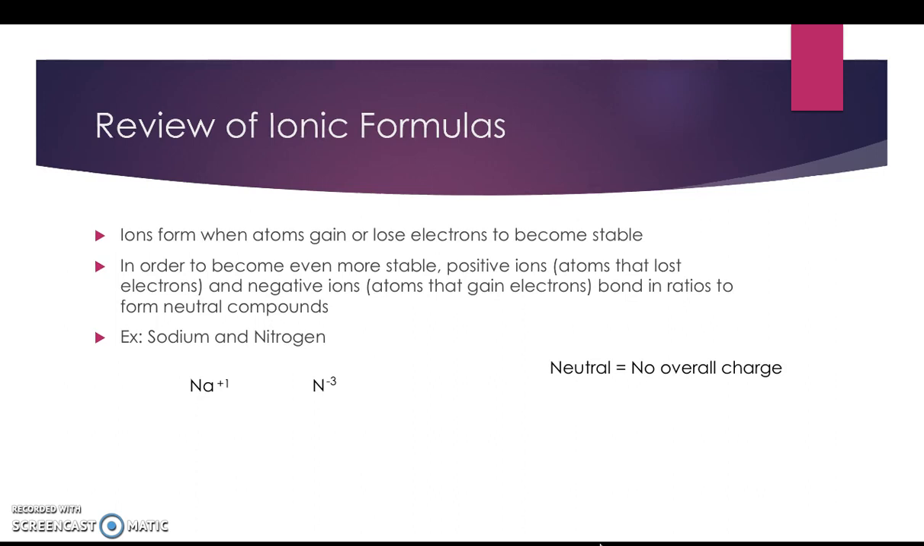Neutral means that we're looking for no overall charge. So right now if we had our +1 and our -3, we'd get an overall charge if we added those together. -3 plus +1 would be a -2 overall charge, which means I need more positives here, right? I need more positives to be able to balance out this negative. So I add 1 more. Now I have 2 positives, 3 negatives. So that still gives me a -1 overall charge.